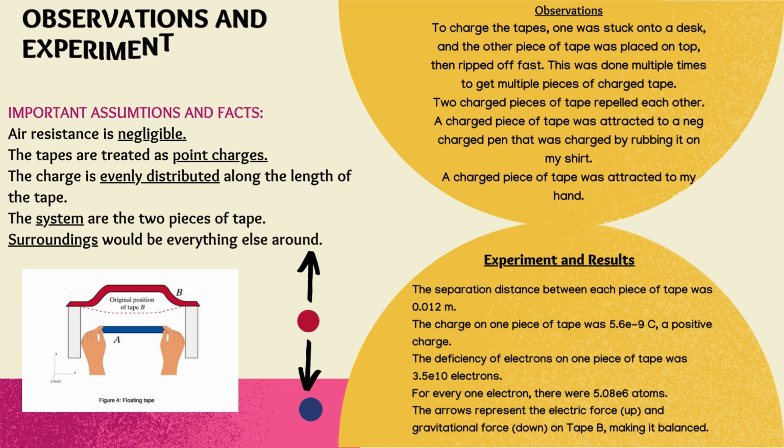All right, so here are some observations and experiment results. Here are some important assumptions and facts. Air resistance is going to be negligible. The tapes are going to be treated as point charges. The charge is going to be evenly distributed along the length of the tape. The system is the two pieces of tape, and the surroundings will be everything else around.